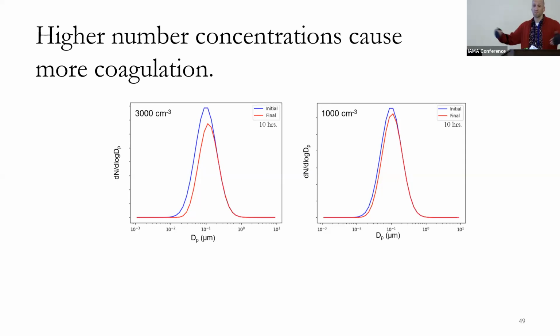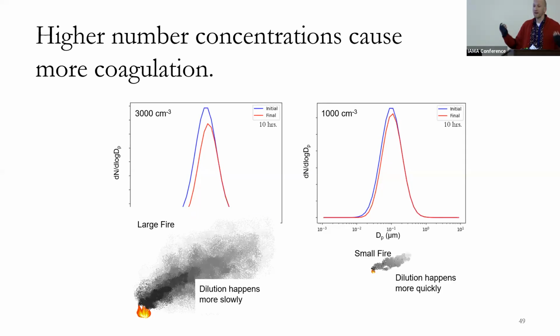So if you change your number concentration by a factor of 10, your coagulation slows down by a factor of 100. It's super nonlinear. And we'd expect large fires, with large plumes that aren't diluting and maintain high concentrations, to have higher coagulation rates, and small fires where dilution happens quickly to have much less coagulation. So in terms of particle size, we'd expect much less of a shift for smaller fires. And in particle number, much less decrease, not due to dilution, but due to coagulation itself.